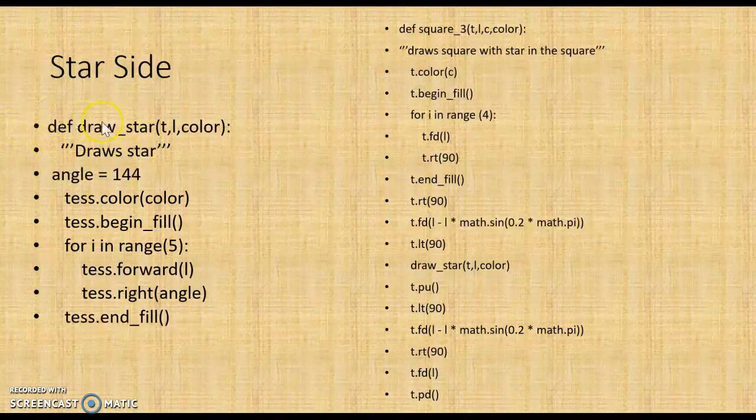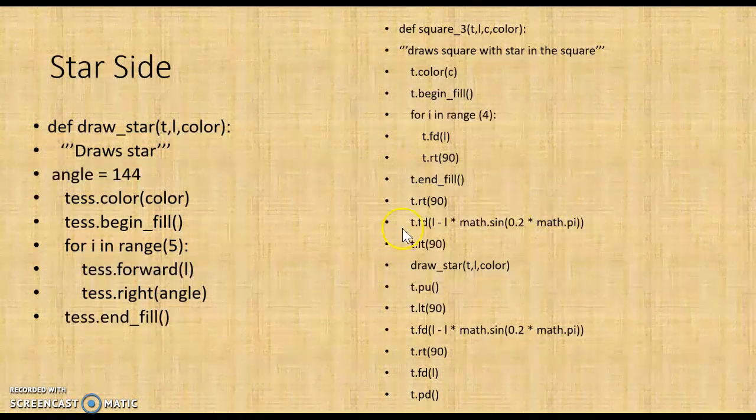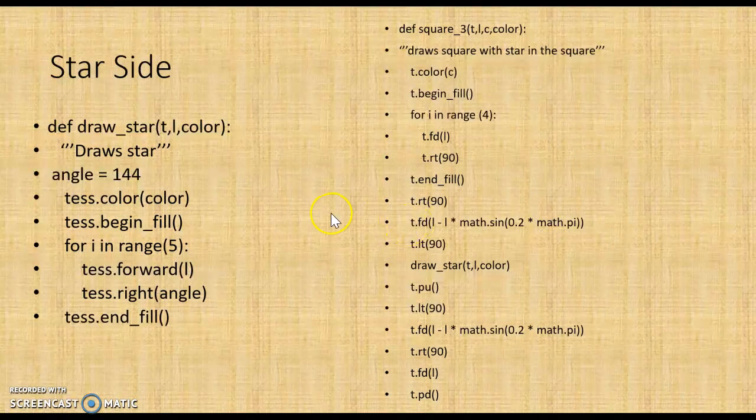First thing was I had to define a function to draw a star, which the angle is 144 degrees, and I just found that 360 divided by the number of sides I wanted was going to give me the angle. And then I had to define the square again. The thing with this one is I had to get this star perfectly lined with the square.